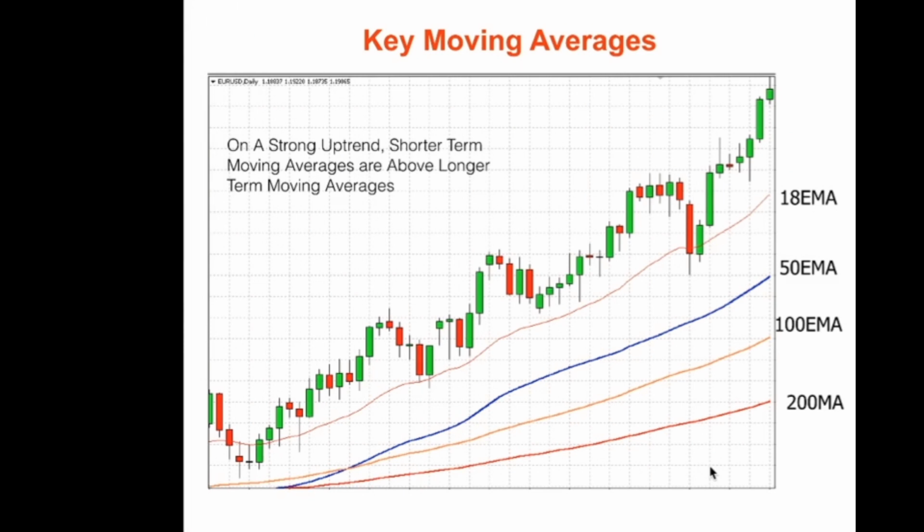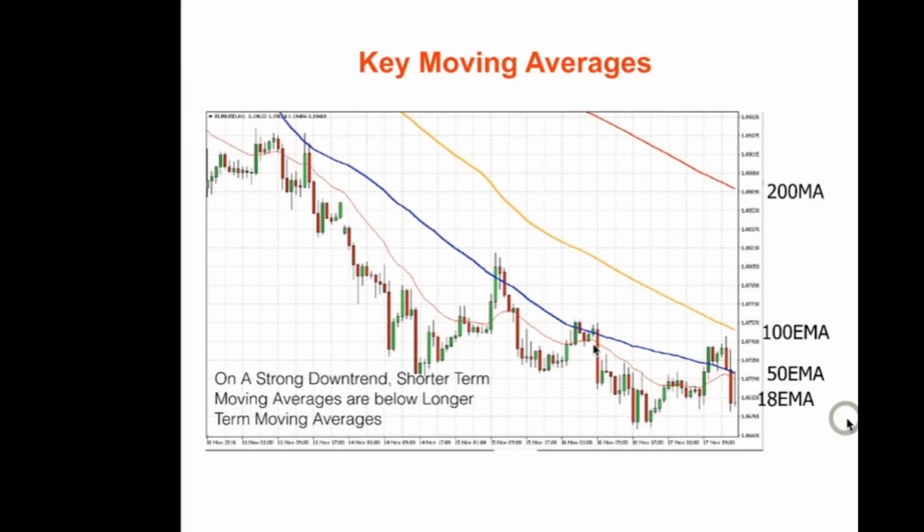Next, key moving averages. A very important concept to understand is that when the price is in a very strong uptrend, the moving averages are aligned in sequence. Now when you look at my screen, you see that I applied about 4 different moving averages here. We have the 200 moving average, the 100, the 50 and the 18 moving averages. In a few lessons to come, I will teach you how to apply these moving averages and how to set them up.